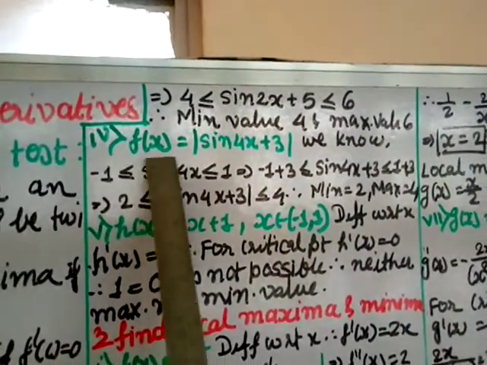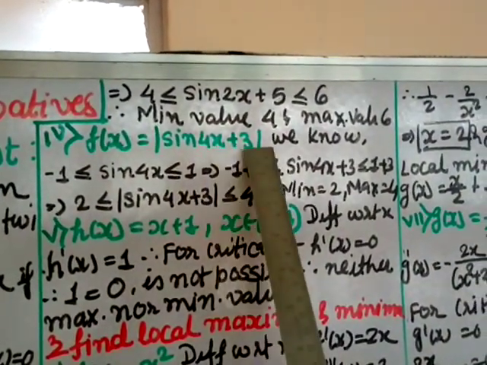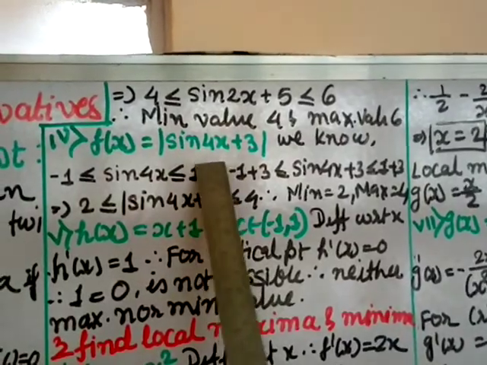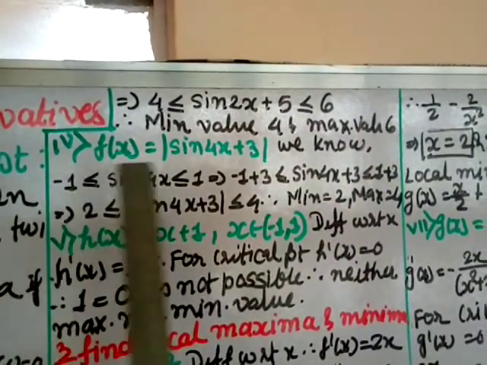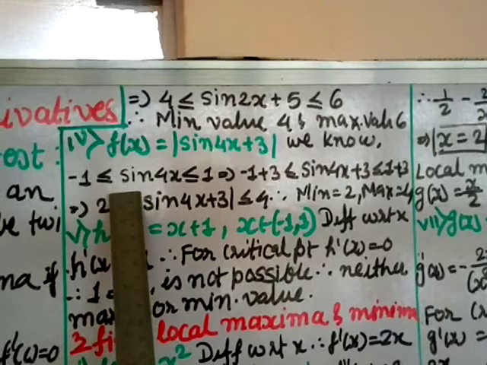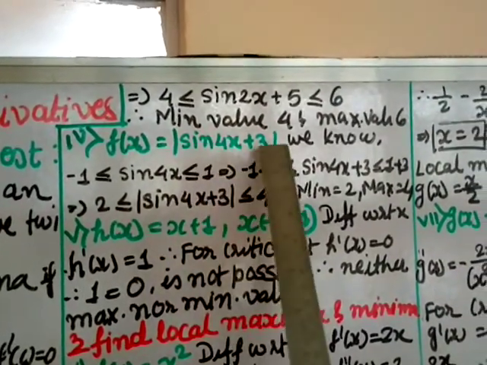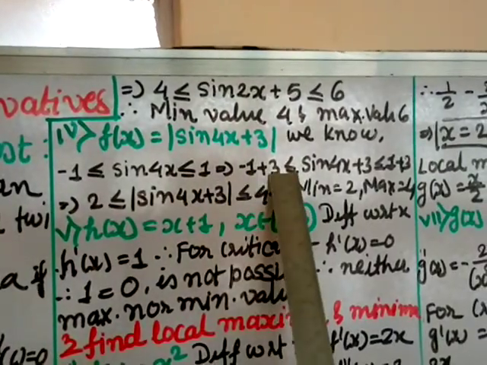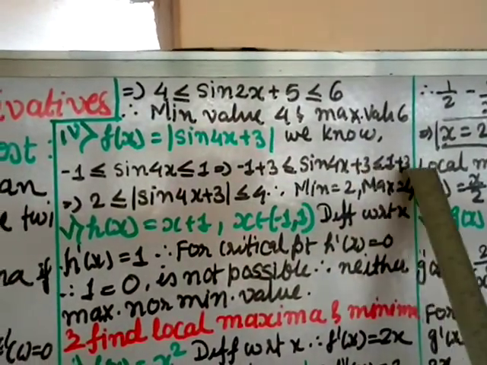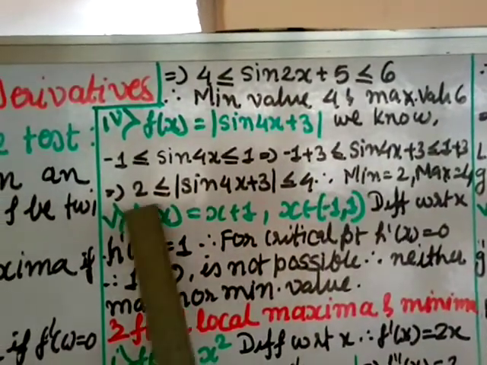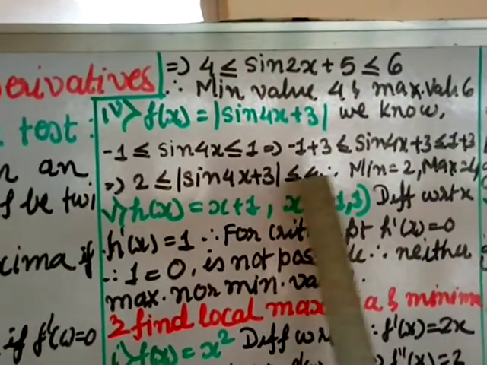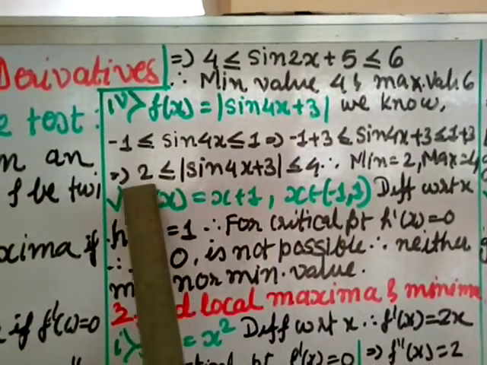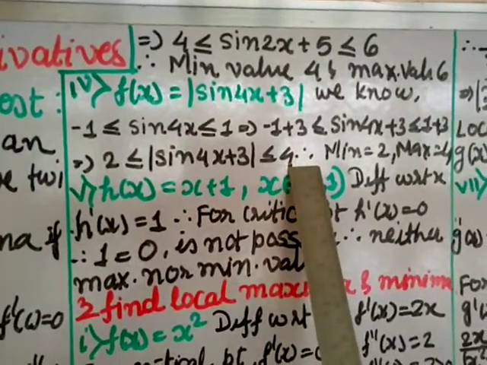Number 4, f(x) is equal to modulus of sine 4x plus 3. Again I will use the range of sine. So I know that the range of sine is minus 1 less than or equal to sine 4x less than or equal to 1. I want plus 3, so add 3 on all sides. So here minus 1 plus 3, here sine 4x plus 3, and 1 plus 3. So minus 1 plus 3 is 2, and 1 plus 3 is 4. So I get minimum value as 2, maximum value as 4.